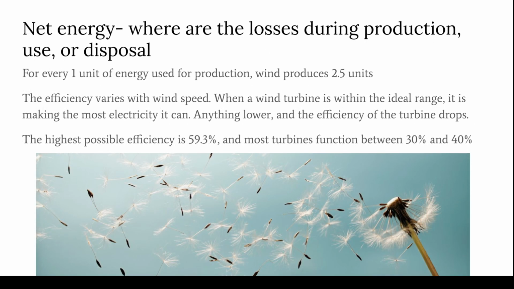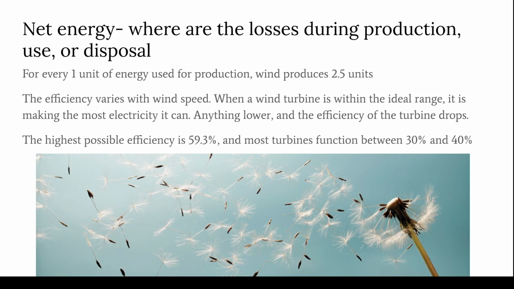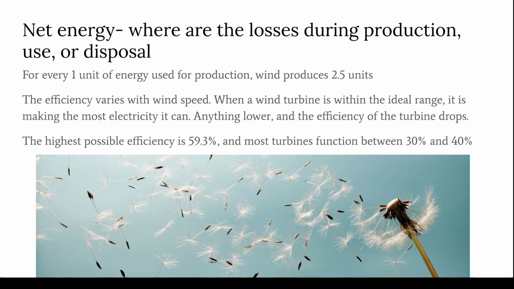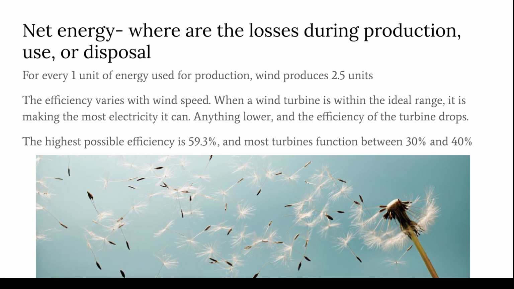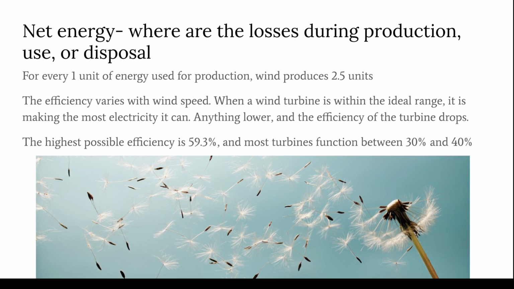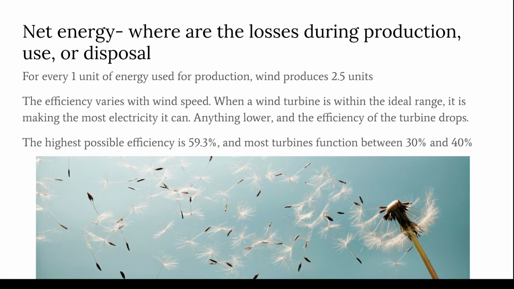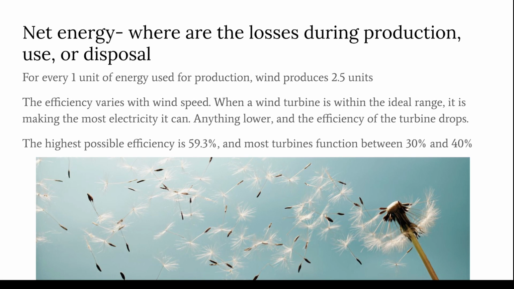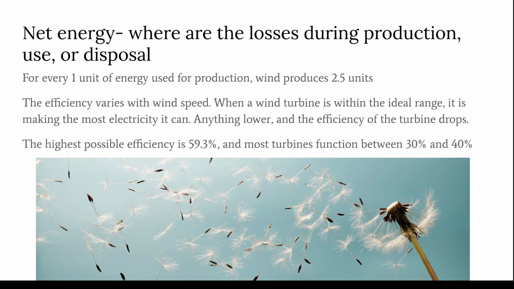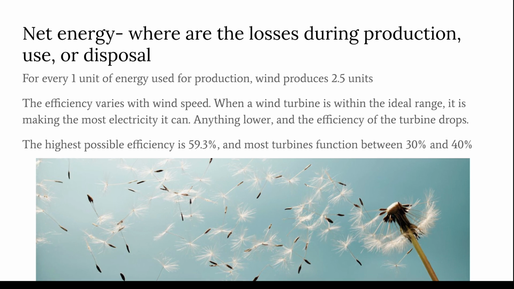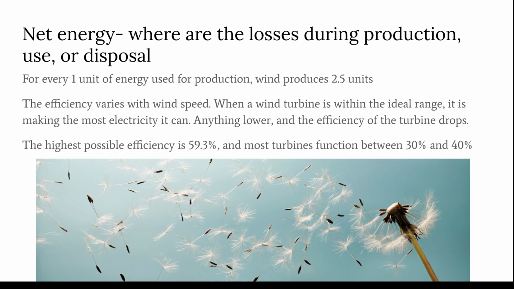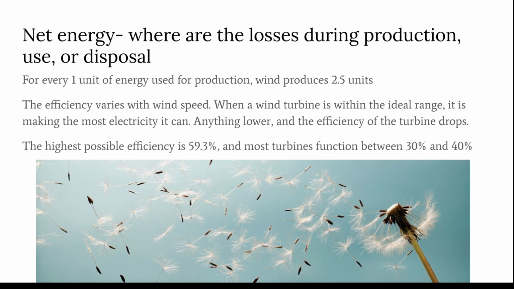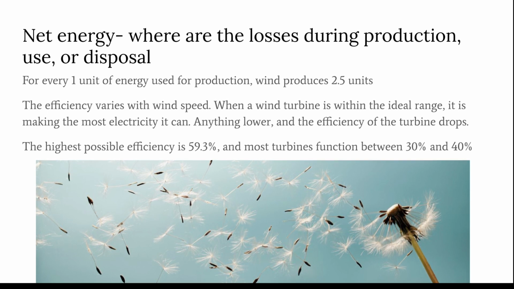Net energy. For every 1 unit of energy used to create it, wind produces 2.5 units of energy in return. Efficiency does vary with wind speed, but in the ideal range, wind turbines can be up to 59.3% efficient, and anything lower than the ideal range, efficiency can drop. A majority of wind turbines function with 30 to 40% efficiency, and energy is primarily lost during the process of moving the energy from the low voltage terminals of the turbines into the wind farms.